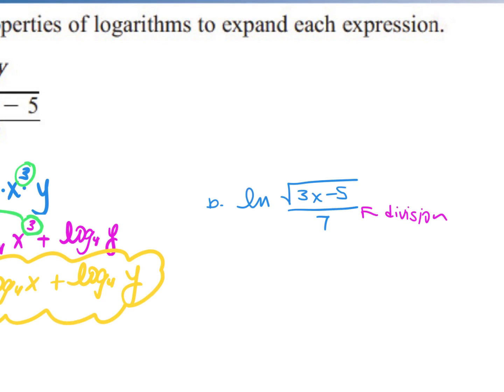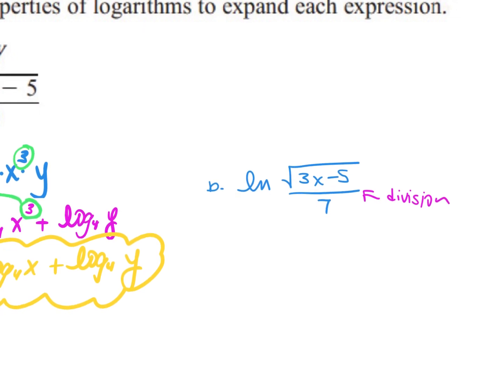A fractional exponent. So when you have a root, whether it's a square root, cube root, fourth root, something like that, rewrite it. So this is really ln of (3x minus 5) to what power? To the 1/2, over 7. If it was the cube root, it would be to what power? The 1/3. If it was the 8th root, it would be to what power? 1/8, okay? But always rewrite that, because that actually is an exponent.